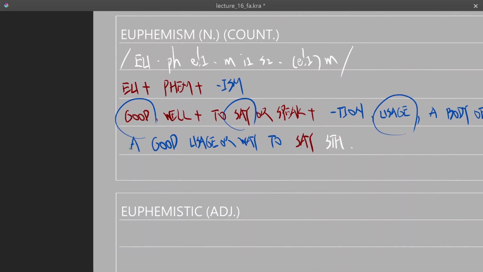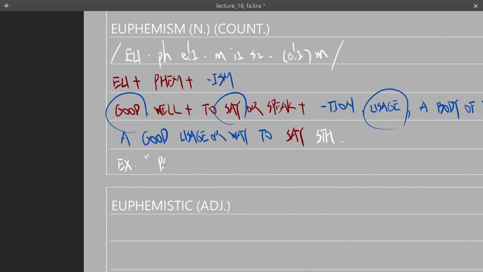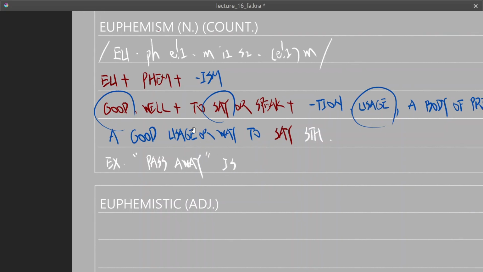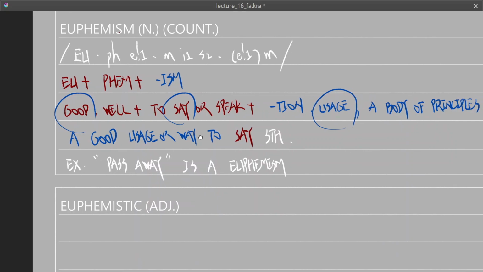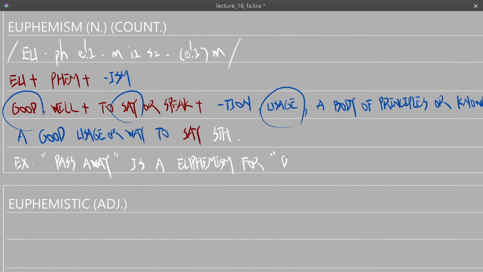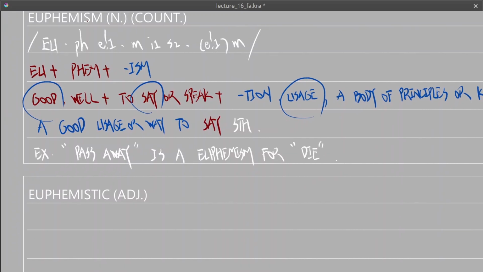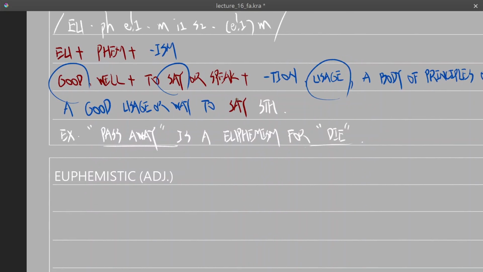Cool. So for example, let's say pass away. Pass away is a euphemism for what? For die. So it's just a more polite way to say die.